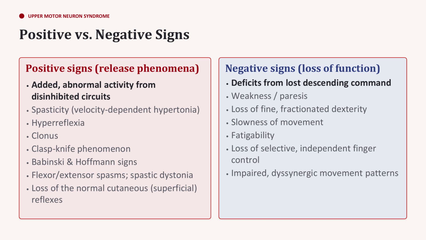Negative signs are the loss of function features: weakness, loss of fine dexterity, slowness, fatigability, and the inability to fractionate finger movements. These reflect the missing cortical command. The clinical value of this split is prognostic and therapeutic. Positive signs, spasticity, spasms, are what we treat with agents like baclofen or botulinum toxin. Negative signs, weakness and clumsiness, are far harder to fix and often dominate the patient's actual disability. Keep the two columns distinct. A question may ask which category a given finding belongs to.